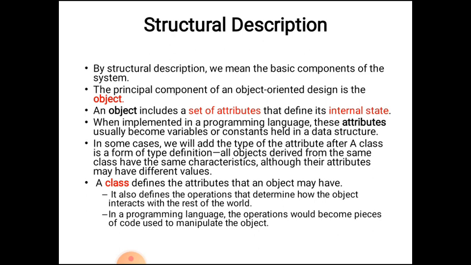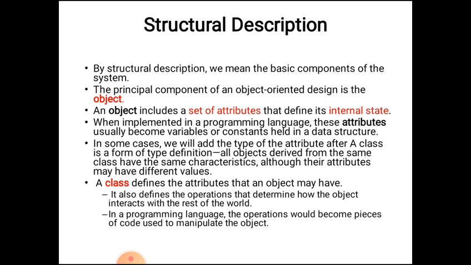Then the next one is class. Class defines the attributes that an object may have, and it also defines the operations that determine how the objects interact with the rest of the world. So the next term used in object-oriented language is a class. A class is a form of type definition. All objects derived from the same class have the same characteristics, although their attributes may have different values.